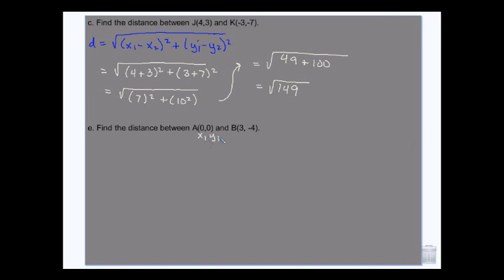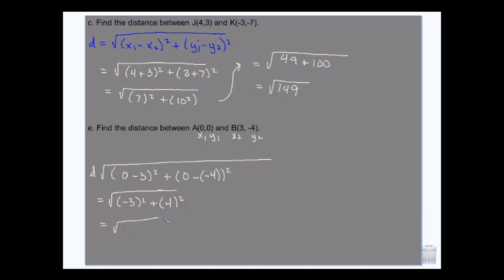x1, y1, and x2, y2, right? So I have 0 minus 3 and 0 minus -4, which gives me (-3) squared plus 4 squared, which gives me 9 plus 16, which gives me the square root of 25, which is 5.